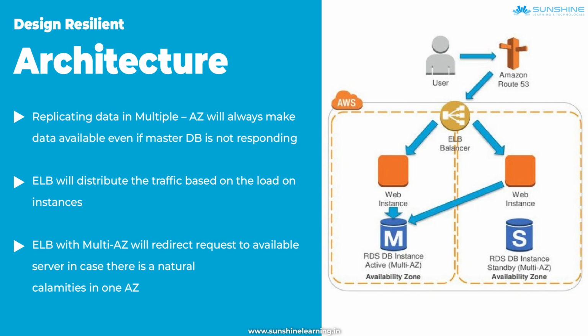And how is it resilient? For example, if a web instance fails, we have another web instance that is working. If a database instance fails in the availability zone, then we have a secondary database also. In case an entire availability zone fails, still we have another availability zone. Alright.